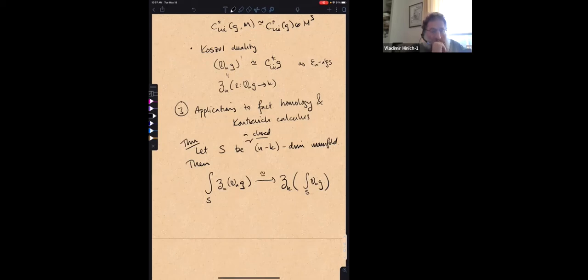So that's really a powerful fact. If you'd like, the slogan might be that taking the center commutes with factorization homology. And there are further consequences of that relationship.